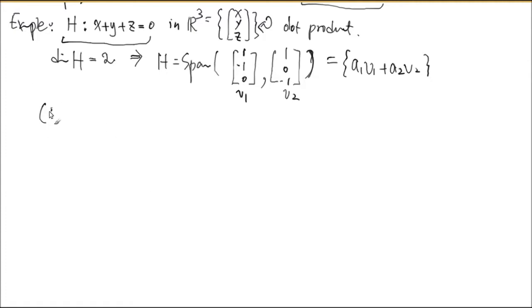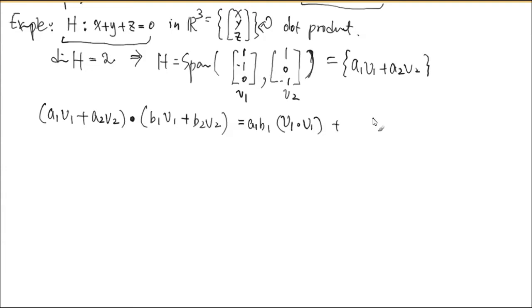So let's do that: a1 v1 plus a2 v2 is one arbitrary vector inside the space, right? Another one will be b1 v1 plus b2 v2. Is that good? So that's another way. If you dot two of them, then you're always going to end up in the following form. Who sees the coefficient of v1 dot v1? a1 b1, right? a1 b1. How about v1 dot v2?